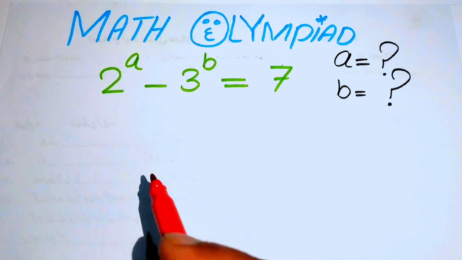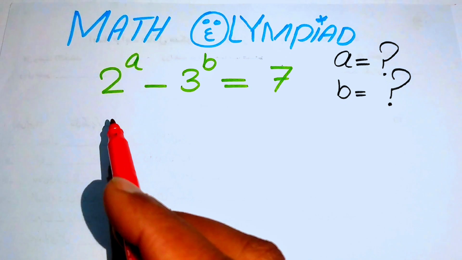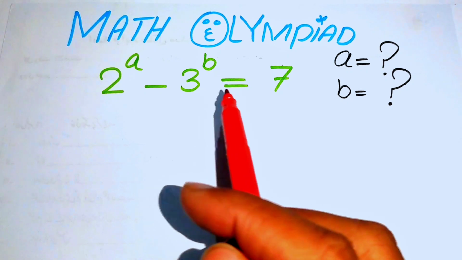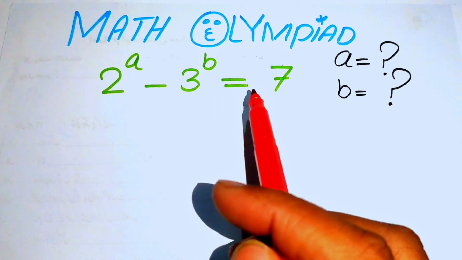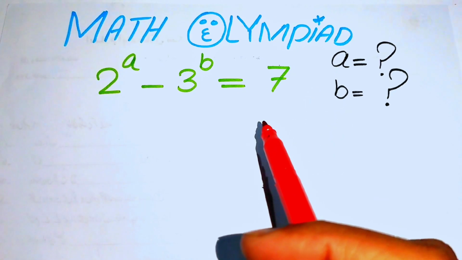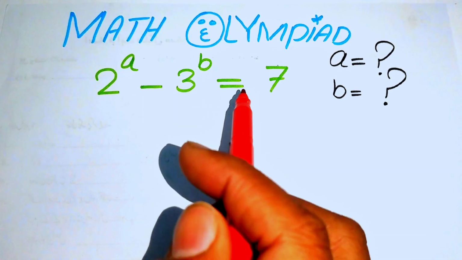In this video, we are going to solve this nice math Olympiad exponential problem. Here we have 2 to the power of a minus 3 to the power of b equals 7, and we find the values of a and b. So the very first thing we are going to do is focus on the right hand side.